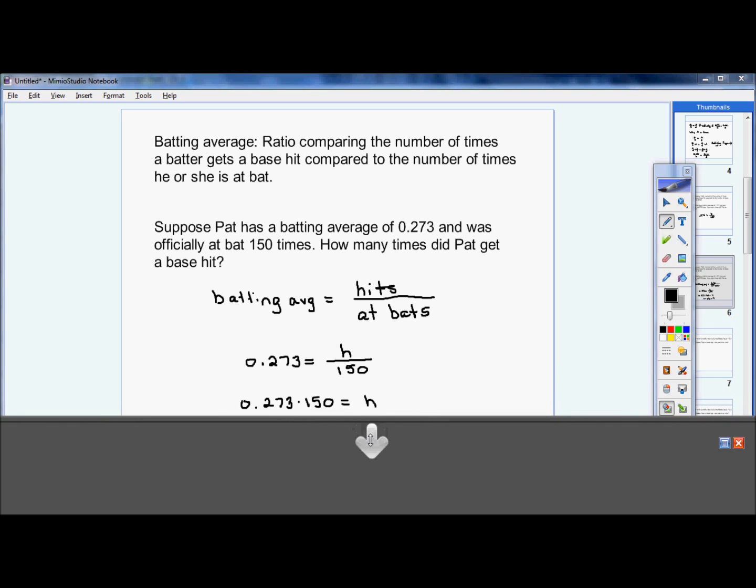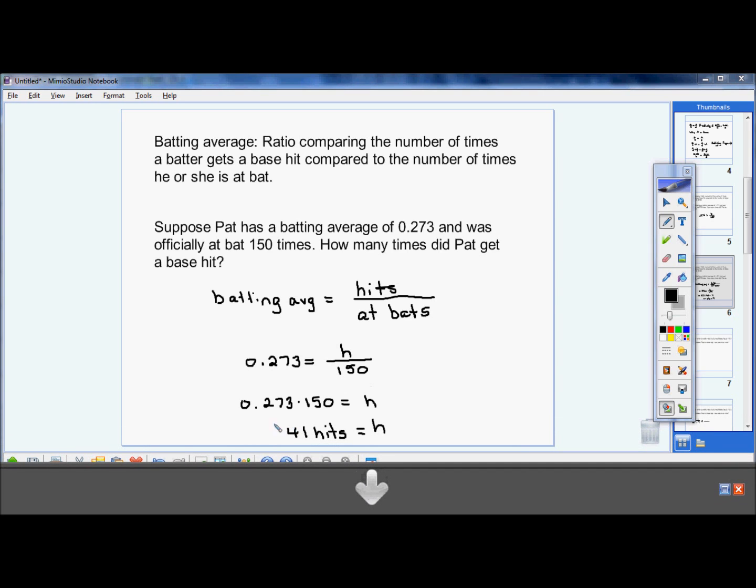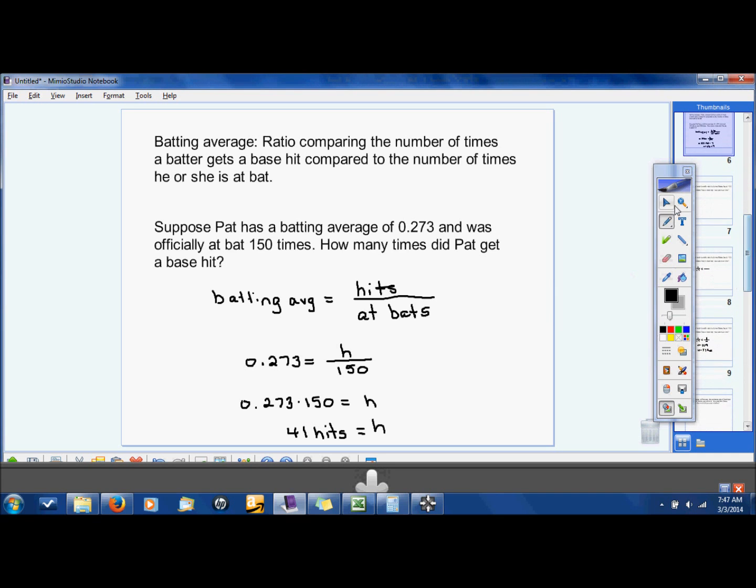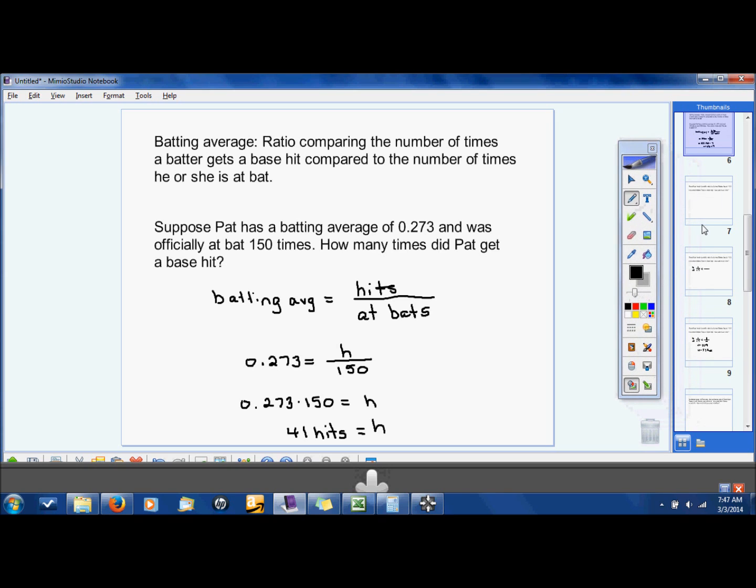A little bit of simple algebra. Multiply both sides by 150 to cancel out. Now the number you'll get will be a decimal, but you can go ahead and round that. And we find out that Pat was at bat 150 times and got 41 hits to have that batting average of .273. Okay, so now you have a little bit of an idea what the announcers are talking about when they are talking about batting average. So that's very practical, and you may or may not want to do those calculations, but it's kind of nice to at least have an idea of what they're talking about.